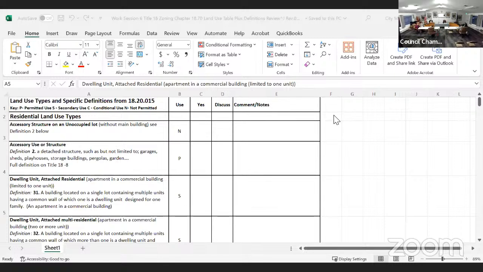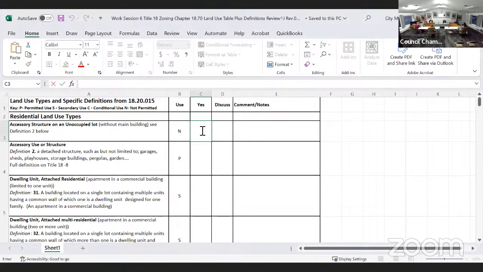The first one in residential land use types is accessory structure on an unoccupied lot without main building. If you don't mind, I want to point out that this table is the current existing code, the way it is. Chair Sweet put this table together so that it combines the land use and the definition so you can see both together. Under use, the key is P for permitted, S for secondary, C for conditional, and N for not permitted. So as Chair Martin mentioned, accessory structure on an unoccupied lot without main building is the first land use type, and according to current existing code, it is not a permitted use.